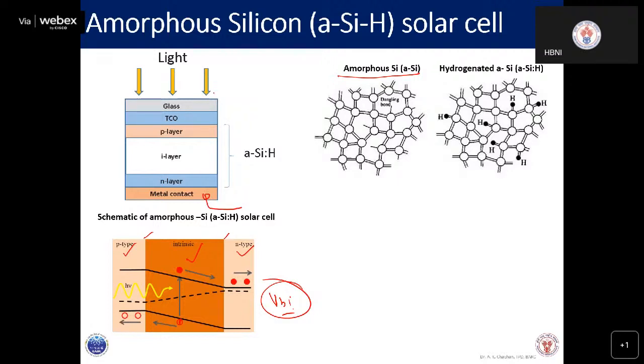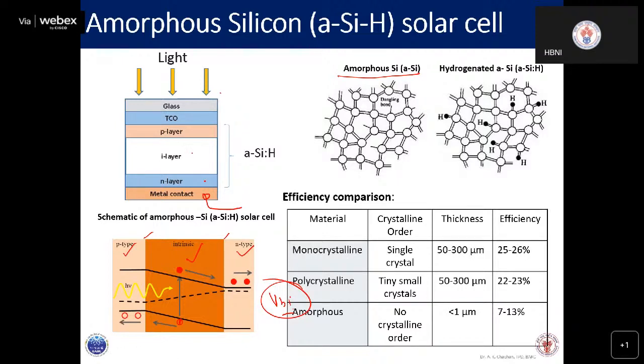Here you have a metal contact. So this is a typical structure where there is a metal contact, then you deposit an n-type layer, then an intrinsic layer, pure silicon, then a p-type layer, very thin, and then transparent conducting oxide. Transparent conducting oxides are those materials which are actually transparent but they conduct. So then you can have an electrode from this point and an electrode from this point, and then put an external circuit here.